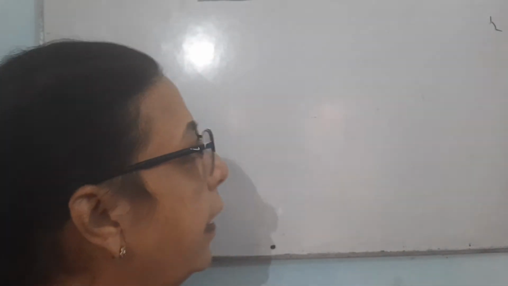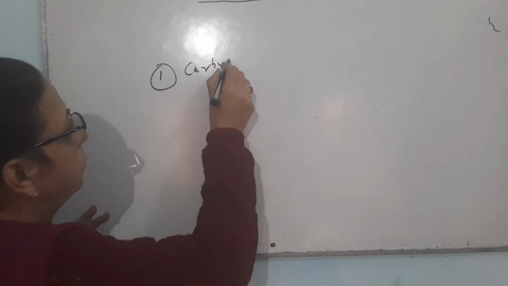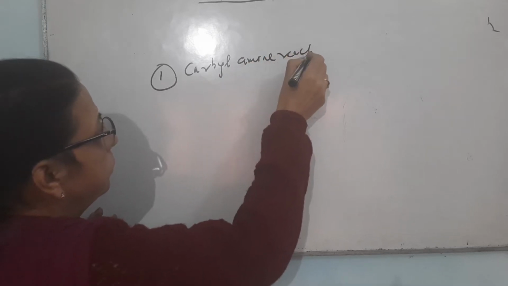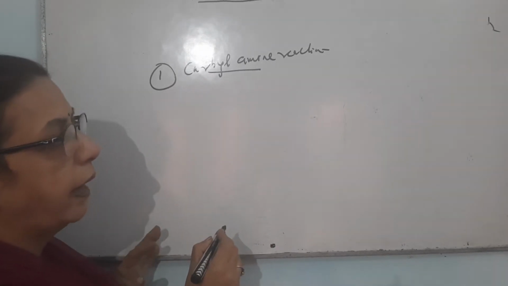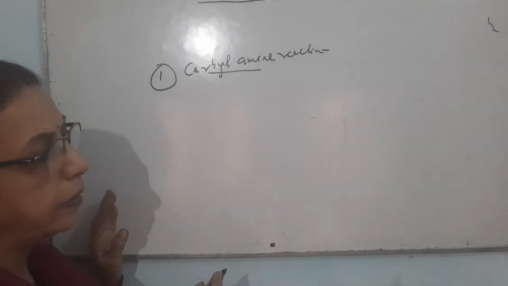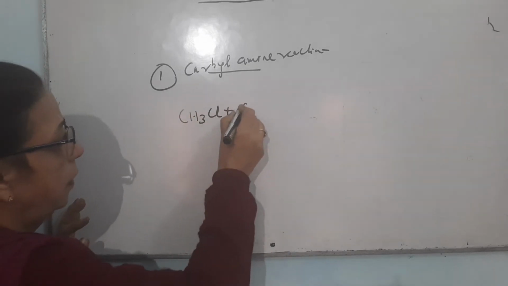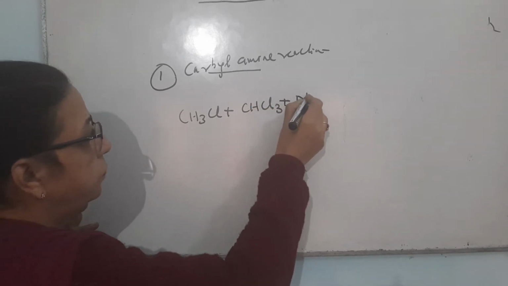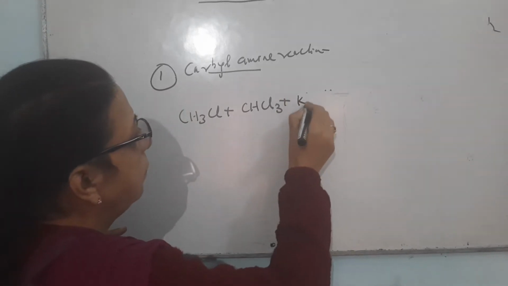The next property is known by the name of carbylamine reaction. The carbylamine is methyl or ethyl isocyanide. Primary and only primary amines react with chloroform in the presence of KOH or NaOH. I can take NaOH here even.